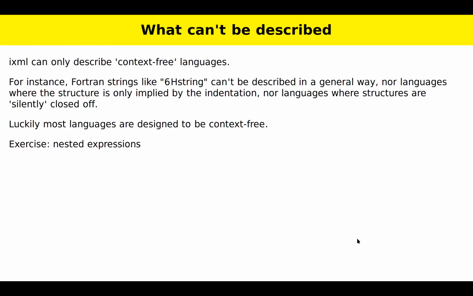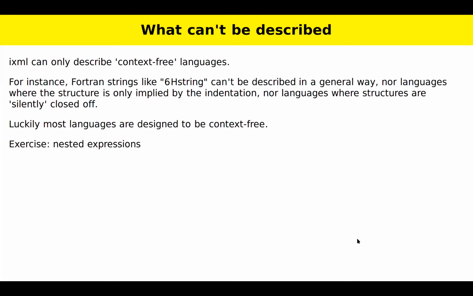So there are certain things you can't describe in ixml, so it's only honest to tell you something about that. ixml can only describe context-free languages, and that's languages, roughly speaking, where the content of the document doesn't affect the structure of the document. To give you an example, the programming language Fortran had strings, but you had to count the number of characters in the string and then say, for instance, 6H string. And you can do that for special cases in ixml, but not the general case where you've got a number, the letter H, and then that number of characters.